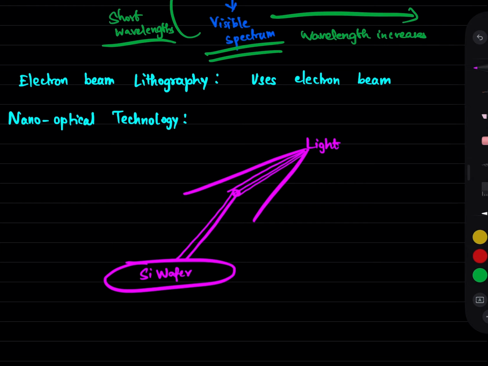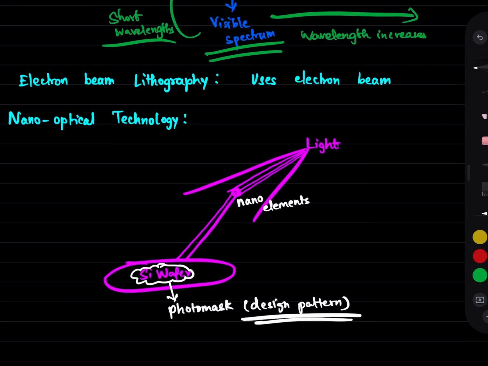Though the light emission is wide, we are focusing it within a small nano element, thereby reducing the light into a specific nano beam, and we are making it fall on the photomask, which has the desired pattern, and thus we are creating an impression. We are getting a very small impression.